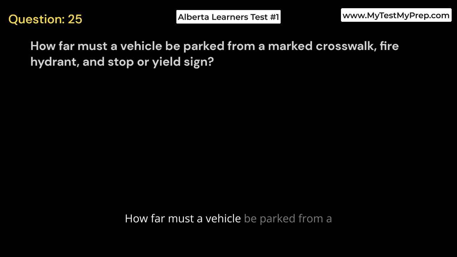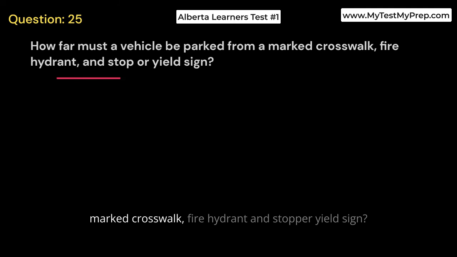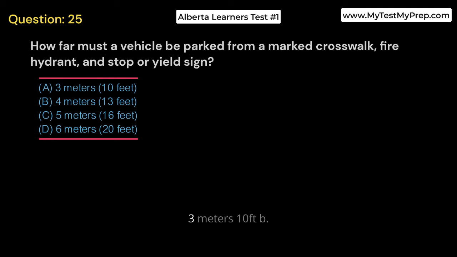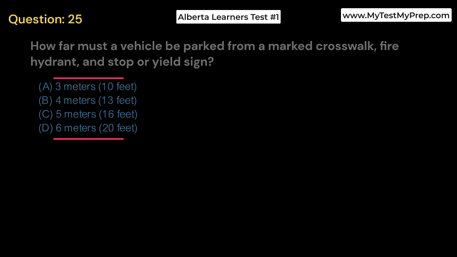How far must a vehicle be parked from a marked crosswalk, fire hydrant, and stop or yield sign? A. 3 meters, 10 feet. B. 4 meters, 13 feet. C. 5 meters, 16 feet. D. 6 meters, 20 feet. Answer C. 5 meters, 16 feet.